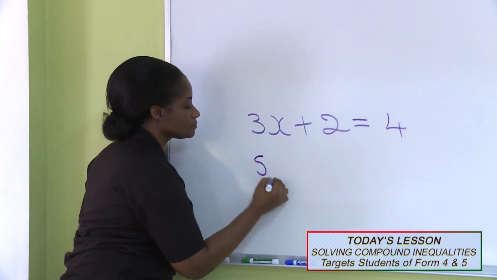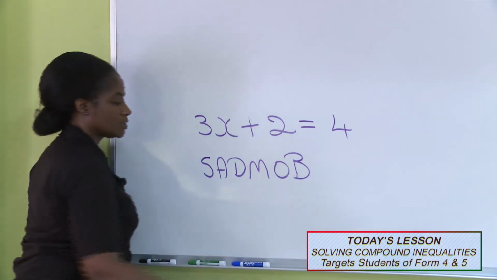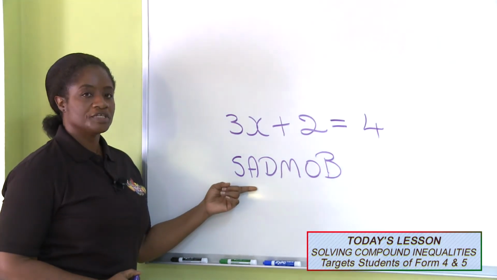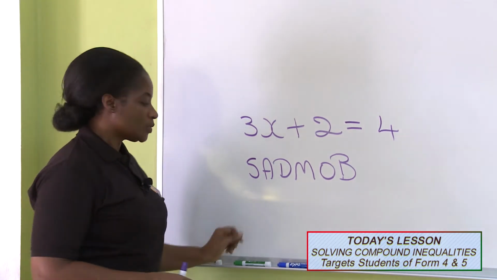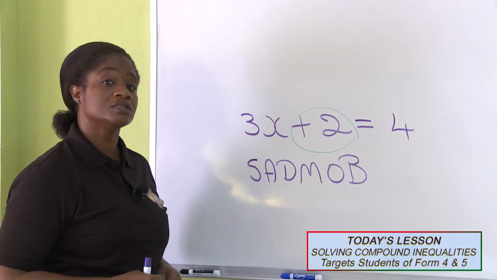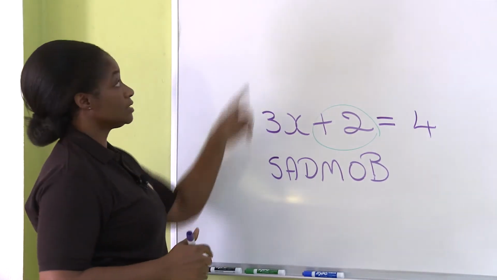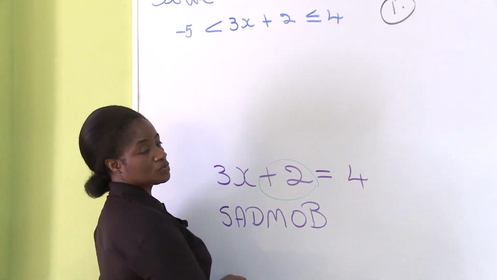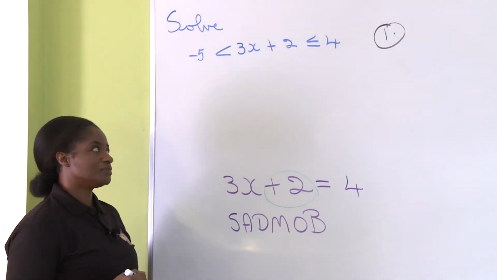We use SADMOB. And so, addition and subtraction operations are done before division and multiplication. So here it is obvious that the 2 would go first. Our motive is to isolate X. Okay, I will leave that and I will come here. So students, our 2 needs to go first. We are going to do the reverse of addition, which is subtraction.